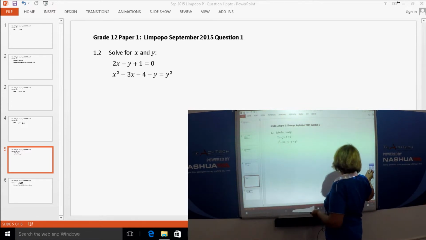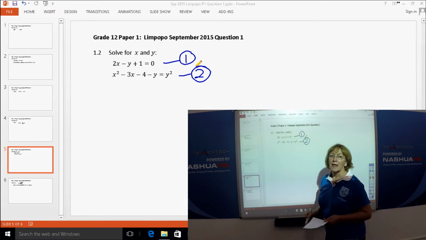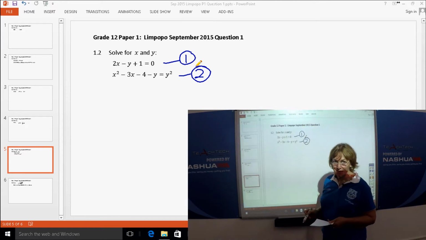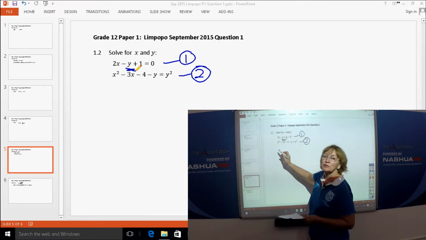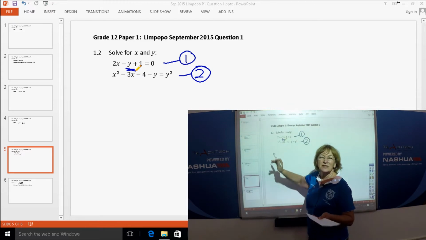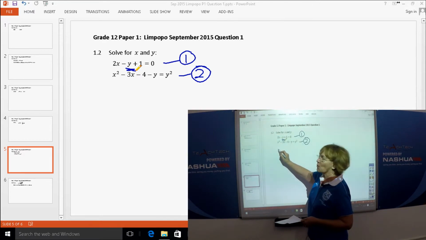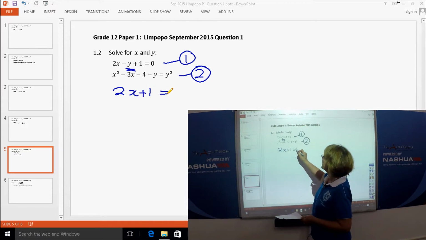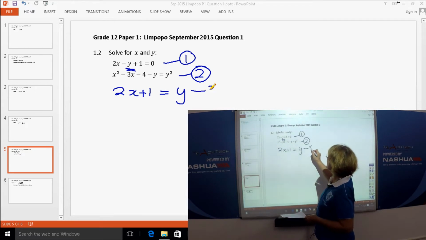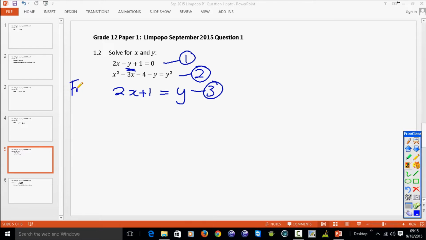So let's just number the two equations, 1 and 2. From 1 in this case, which is a simple linear equation, we are going to make y the subject of the formula, because if I make x the subject, I have to divide by 2, and working with fractions can cause a problem. So 2x plus 1 stays on the left-hand side, and we get y on the right-hand side. We are going to call this equation number 3. And we can write some words here for other people to see what we have done. And so we say from 1.